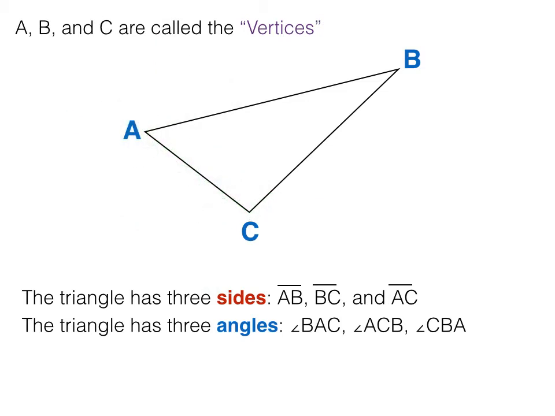The triangle also has three angles: angle CBA, angle BAC, and angle ACB. Each of the points A, B, and C represent what's called a vertex. The plural of vertex is vertices.